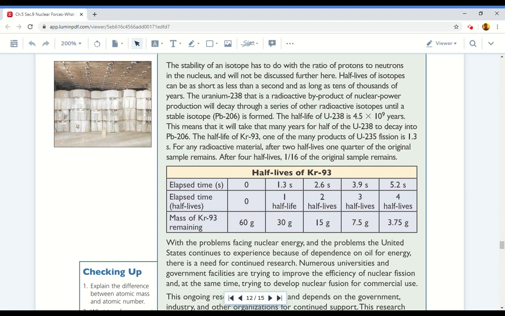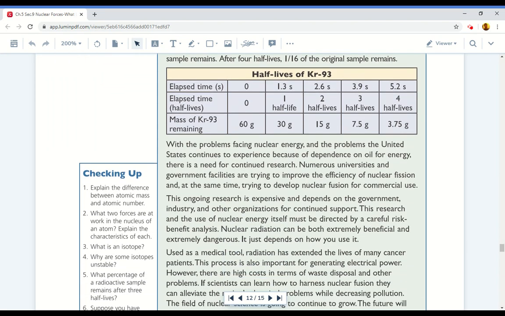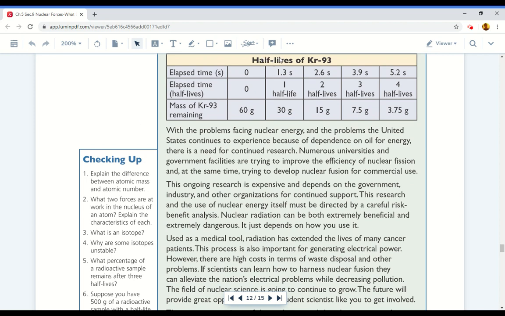The half-life of Kr-93, one of the many products of U-235 fission, is 1.3 s. For any radioactive material, after 2 half-lives, 1/4 of the original sample remains. After 4 half-lives, 1/16 of the original sample remains. Half-lives of Kr-93. Okay, so here's this table.